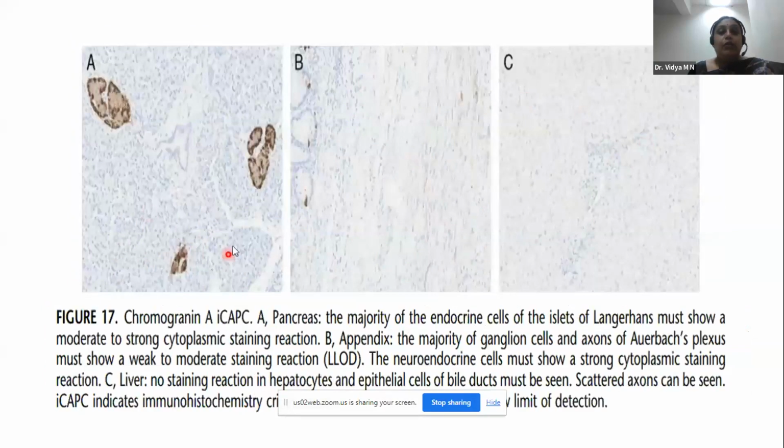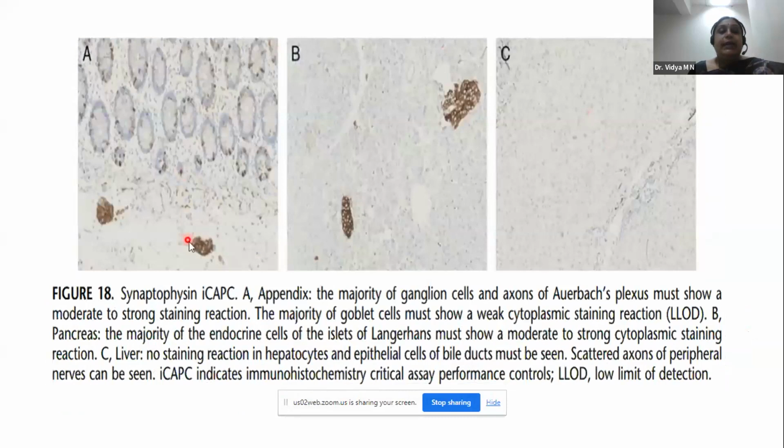For chromogranin, you need to use pancreas. All your islet cells should be highlighted. And in appendix, your ganglion cells can show some staining, whereas in liver, there'll be complete negative staining. Synaptophysin will be similar to your chromogranin. Here we have appendix where ganglion cells and axons of your Auerbach's plexus will take up.